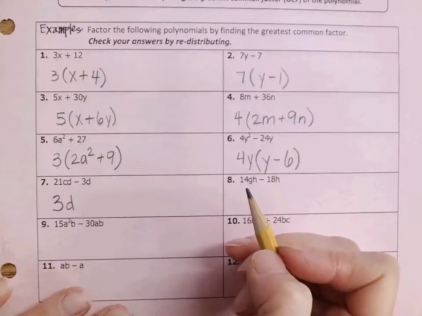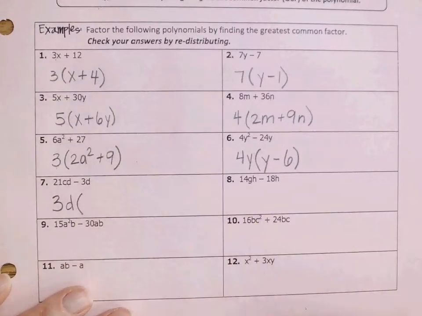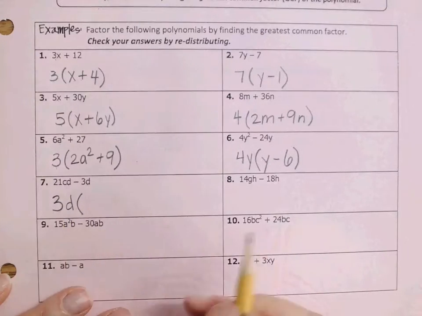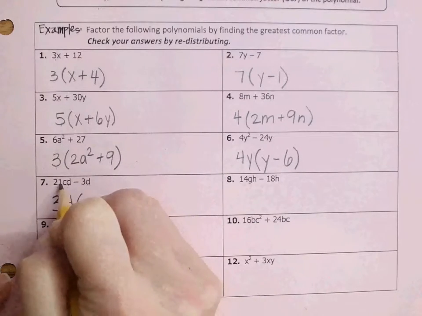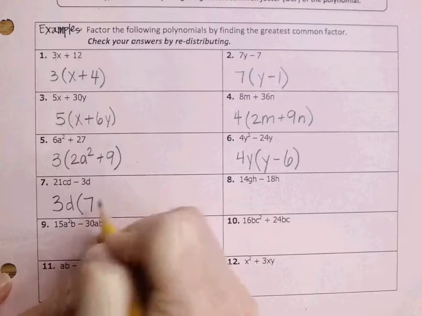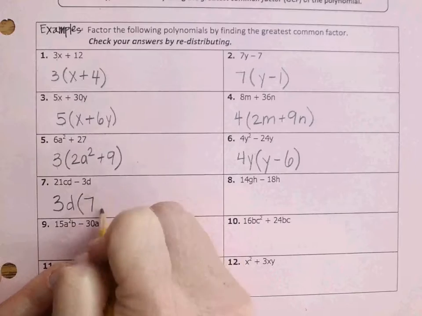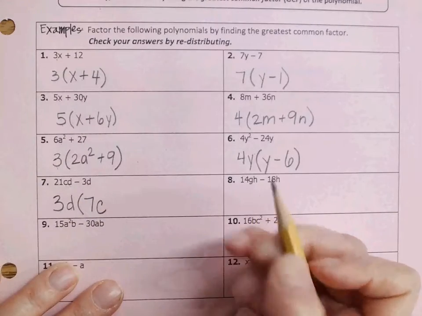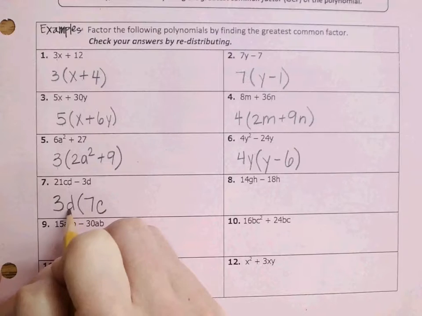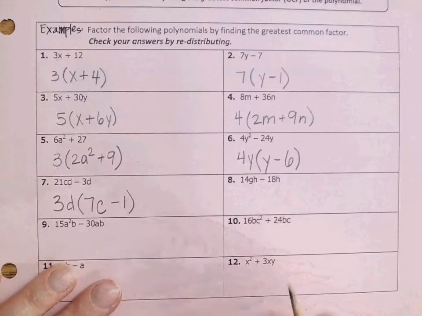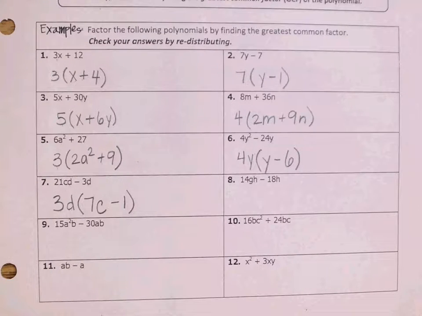Let me scoot that up a little bit. And so when I do this, 21CD divided by 3D, okay, that's going to leave me with, so 21 divided by 3, always start with coefficients, is 7. Then CD divided by D is going to be C, and the D's cancel out. Then negative 3D divided by 3D, notice how they cancel out, but we're left with a negative 1. Okay, so we're not going to leave it blank. We're not going to write down 0. We will go ahead and write it as a negative 1.